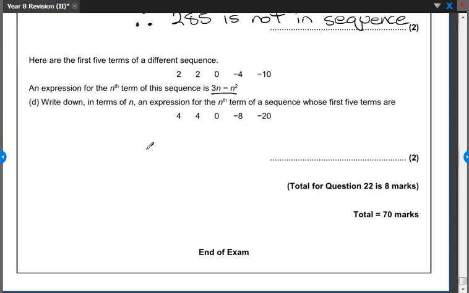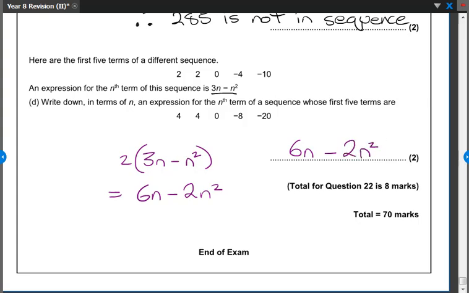So we see this double, right? So we're going to have 3n minus n squared, excuse me, that represents the top row. The bottom sequence is double that, so we're going to multiply it by 2. And we get 2 times 3n is 6n. 2 times negative n squared is negative 2n squared. So your answer is 6n minus 2n squared.